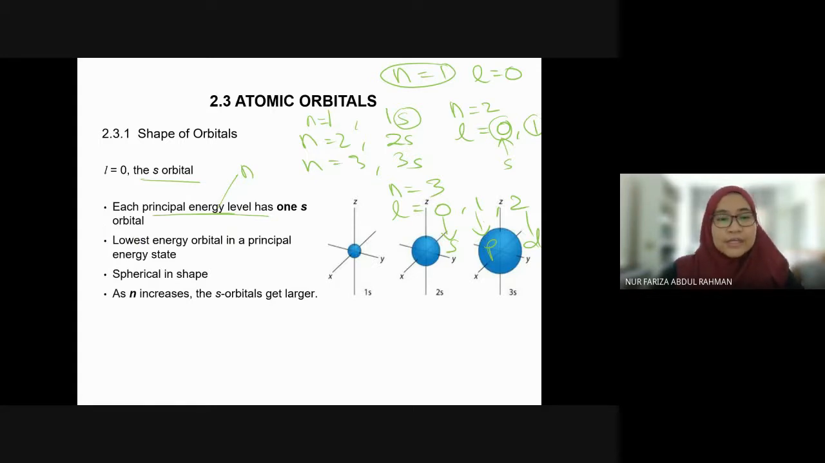It is the lowest energy orbital in a principal energy state, and it is spherical. As n increases, the s orbital gets larger. So this is 1s. As you go to 2s, the shape remains the same, but the size becomes larger. The size increases for 3s, 4s, and so on.